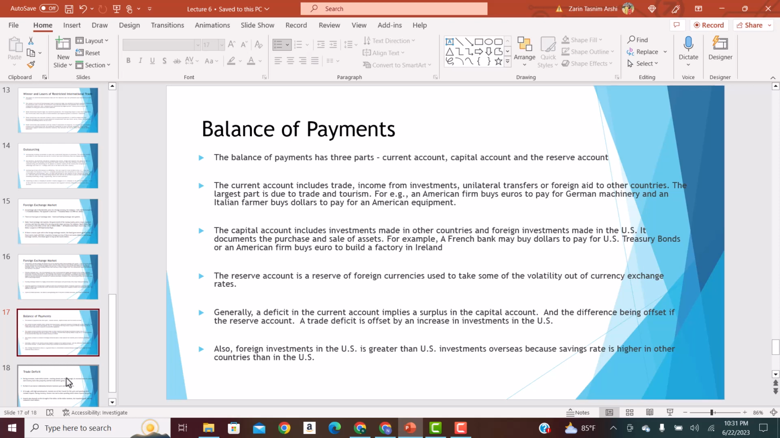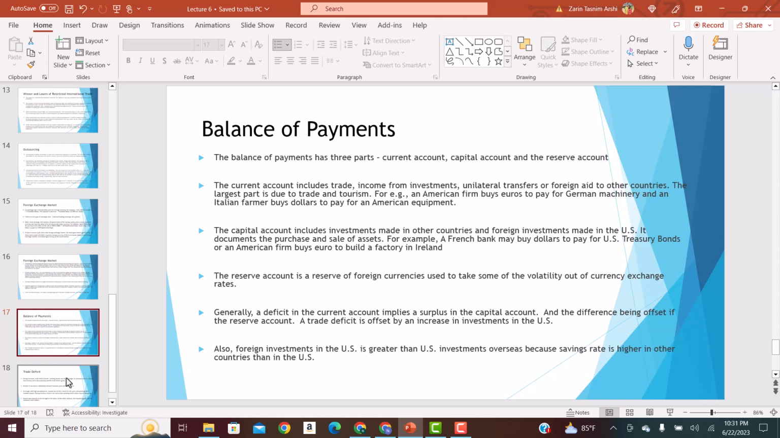The largest part is due to trade and tourism. For example, an American firm buys euros to pay for German machinery, and an Italian farmer buys dollars to pay for American equipment. All these are accounted for under the current account.